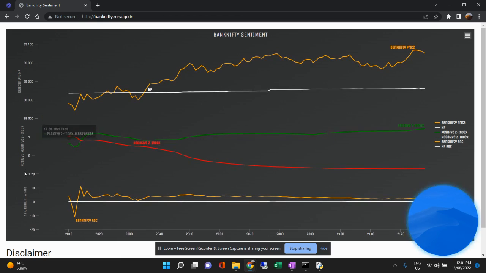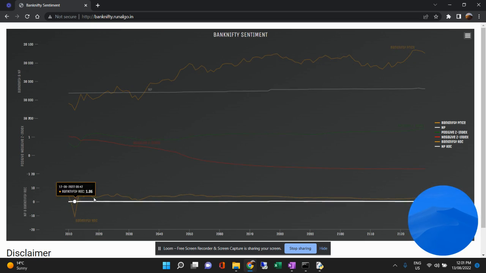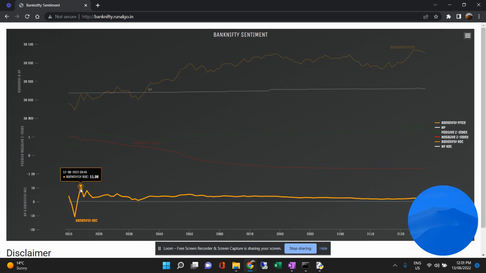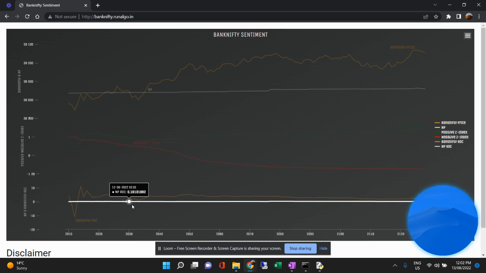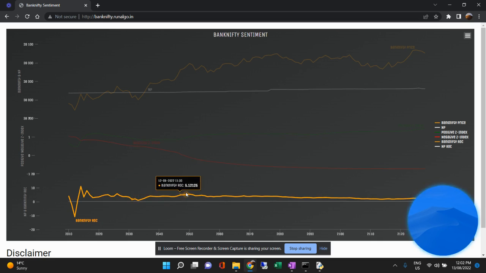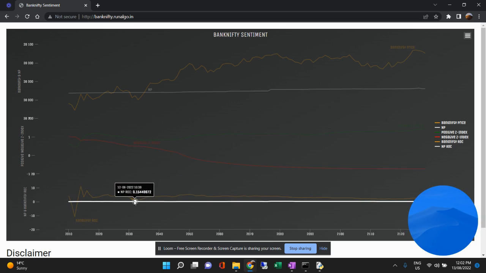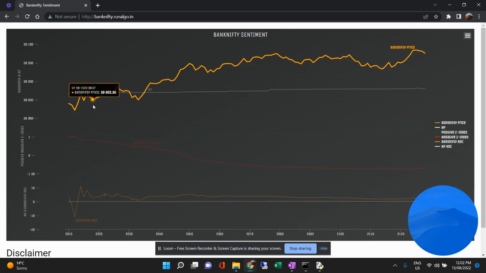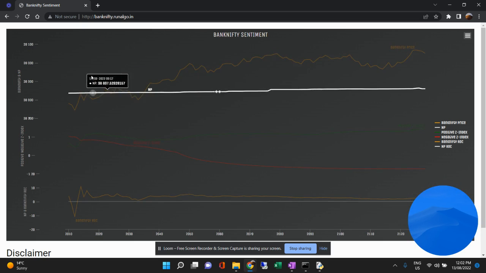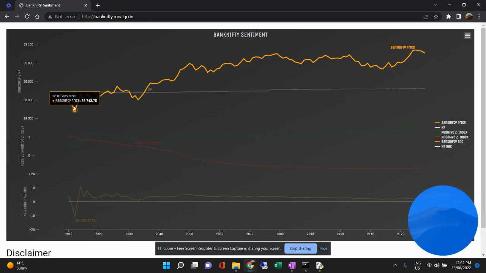And the third is neutral point and Bank Nifty rate of change. It shows you how fast Bank Nifty is changing compared to the neutral point, and this neutral point rate of change can act as a support and a resistance for Bank Nifty rate of change.